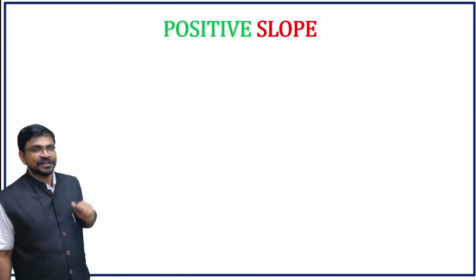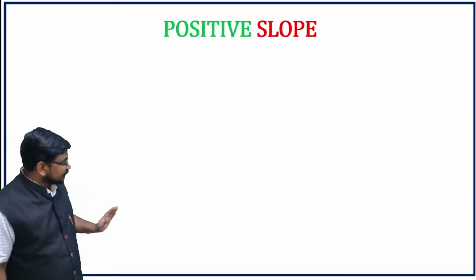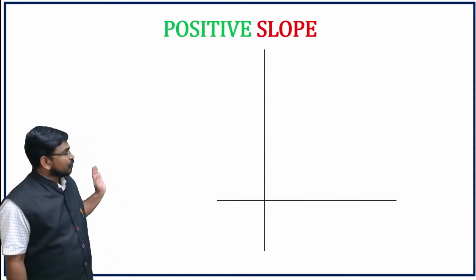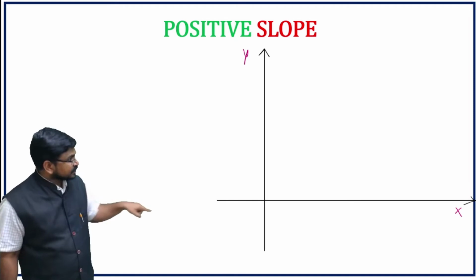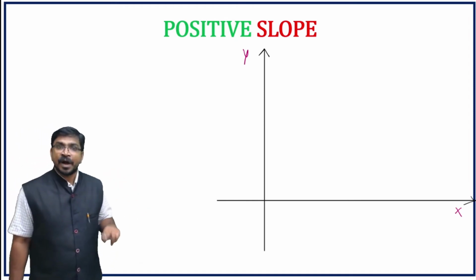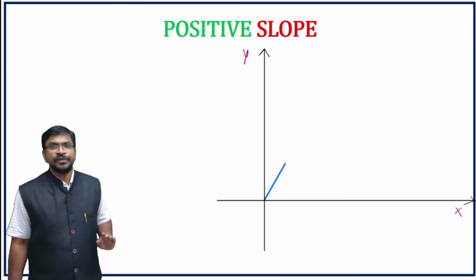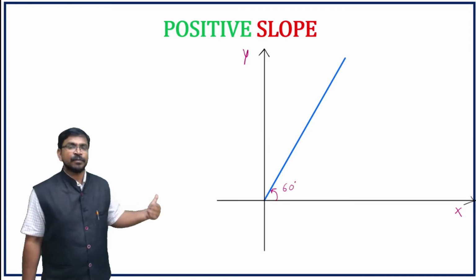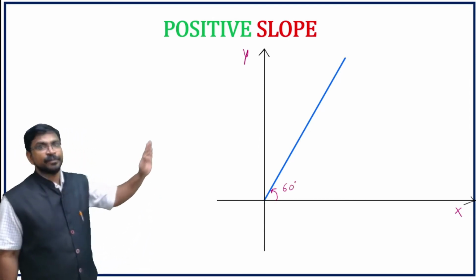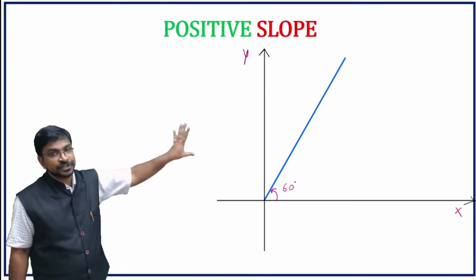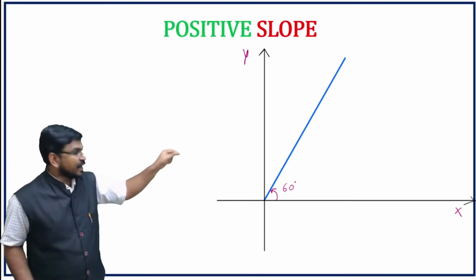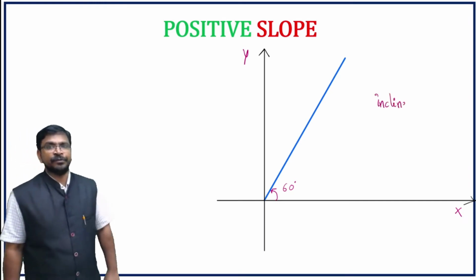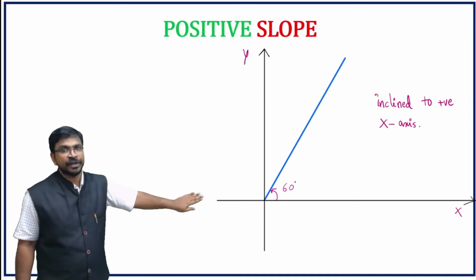Here slope means tan theta. So tan theta is positive means third quadrant and first quadrant. So let me take the coordinate axes as shown in the figure here, x-axis and y-axis. And for positive slope, let me take any arbitrary line which is making an angle, let us take it as 60 degrees just for example purposes. And here this line represents positive slope. Why? Because in the first quadrant tan theta is positive, and if you extend to the third quadrant also, that will also be positive. Here it is inclined to the positive x-axis.